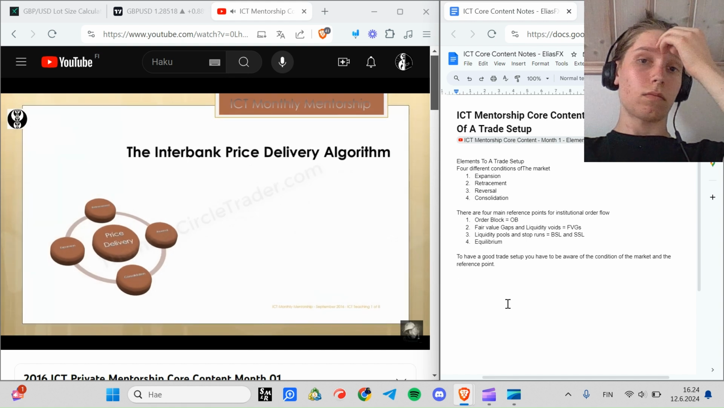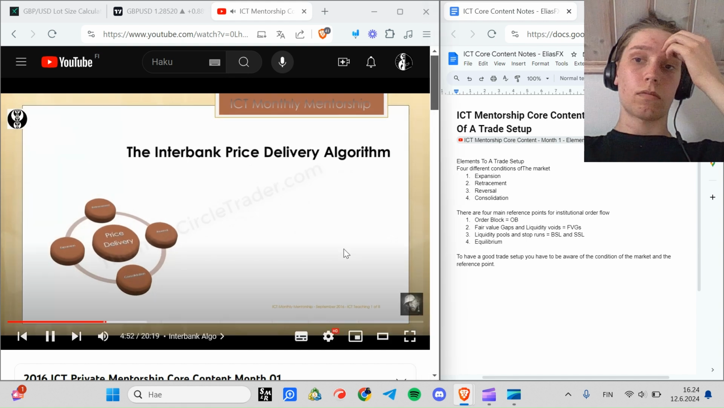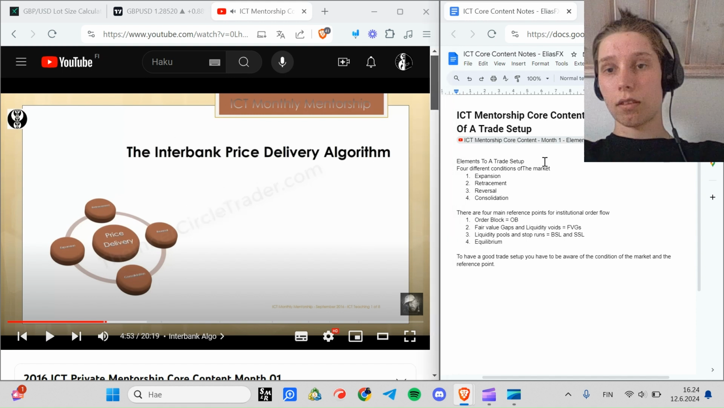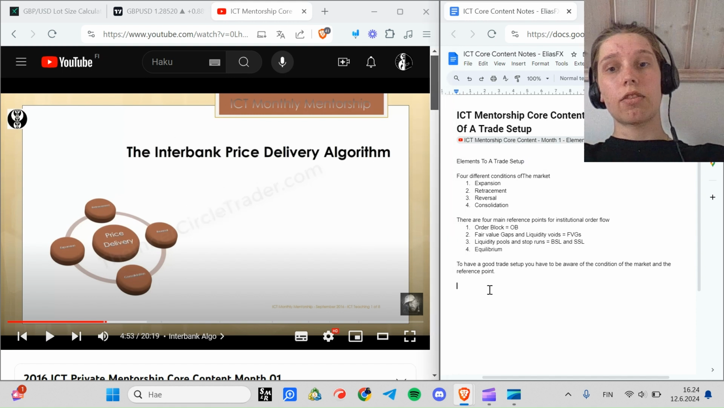Now, the interbank price delivery algorithm, or what I always refer to. Okay, next thing, interbank price delivery algorithm, aka IPDA.